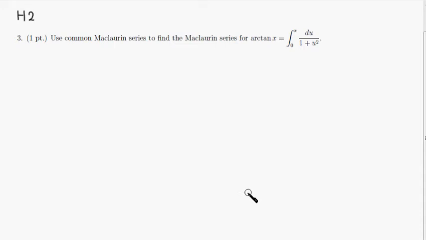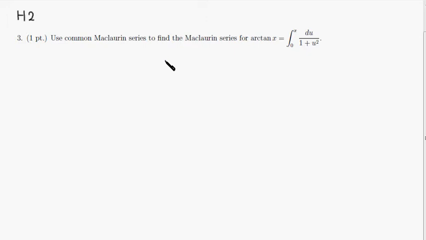All right, let's look at homework number 2, problem number 3. We want to use a common Maclaurin series to find the Maclaurin series for arctangent, which can be written as the antiderivative of 1 over 1 plus u squared with respect to u. All right, so let's do that.